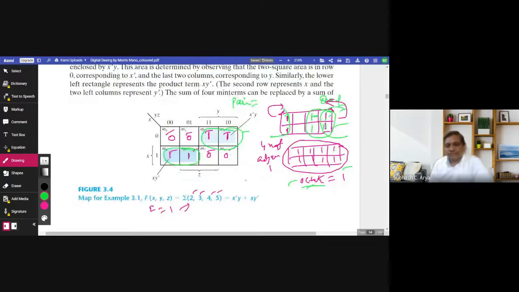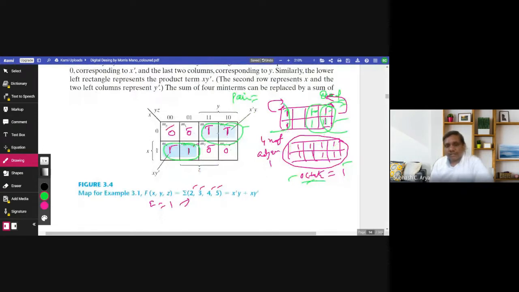You can see row wise, x bar is common in these 2 ones, M2 and M3. X bar is common, so we write here x bar as a solution. Now go column wise. These 2 ones consist of 2 columns. So we see here y is common. However, in one case this is y, and in the second case this is y bar, so that cancels. Now the common one is y. So its minimized version is x bar y.